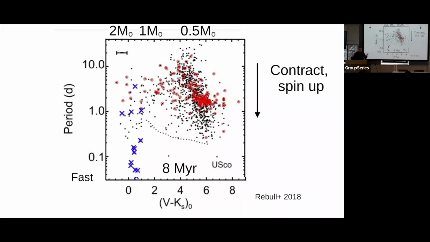You can then look at a slightly older cluster and see how the distribution of rotation periods in that cluster has changed over time. You'll notice that in the first few million years, as the stars are contracting and the disks are dissipating, that contraction, if you conserve angular momentum, will spin up the rotation of the star. So they contract, spin up, spin faster, and move downwards on this plot.